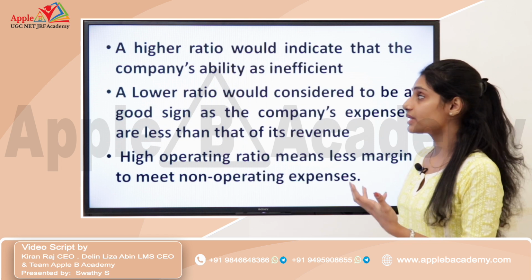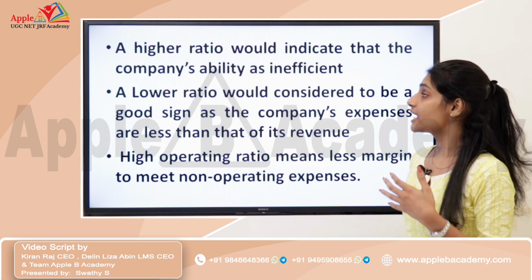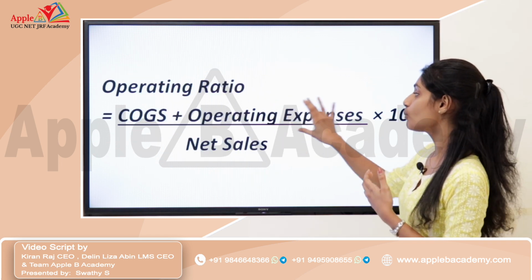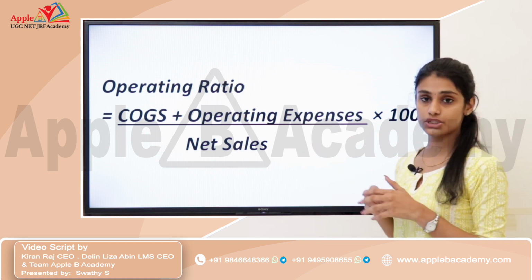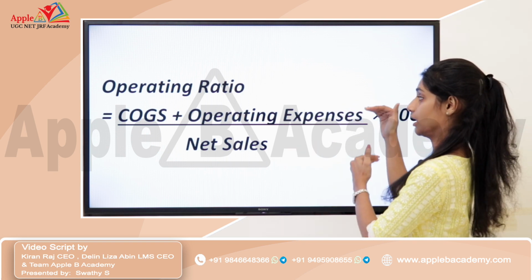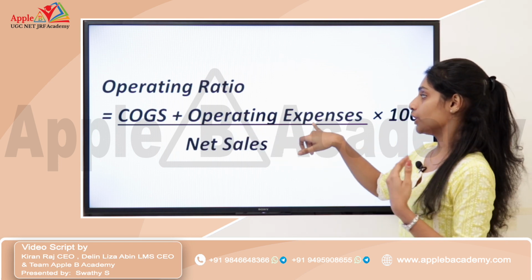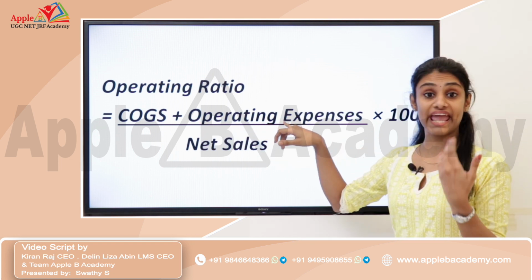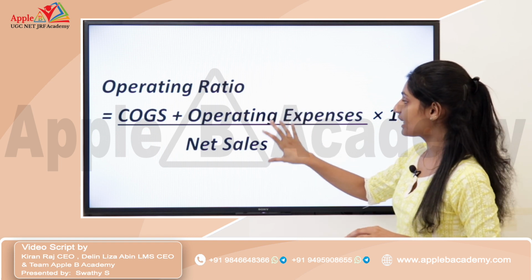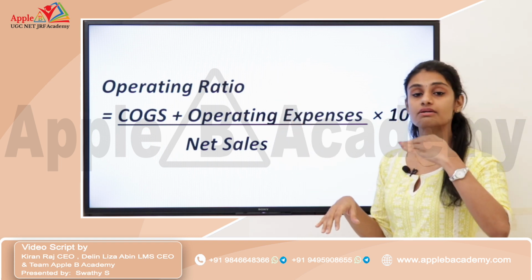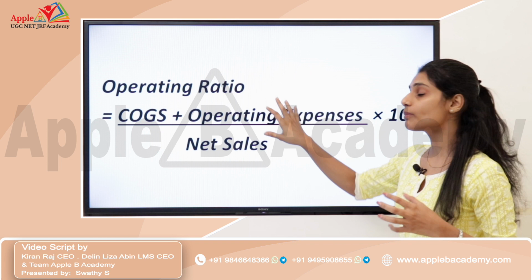And if this operating ratio is high, what do you mean by that? If the operating ratio is high, it means the numerator part is more in comparison to the denominator part, for an equation you can say like that. This numerator part is actually about the expenses. So if the operating ratio is more, it means that the numerator part, the expenses, is more.